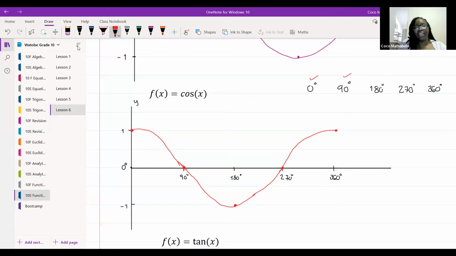Awesome. And this that we're looking at here is the mother graph of cos.